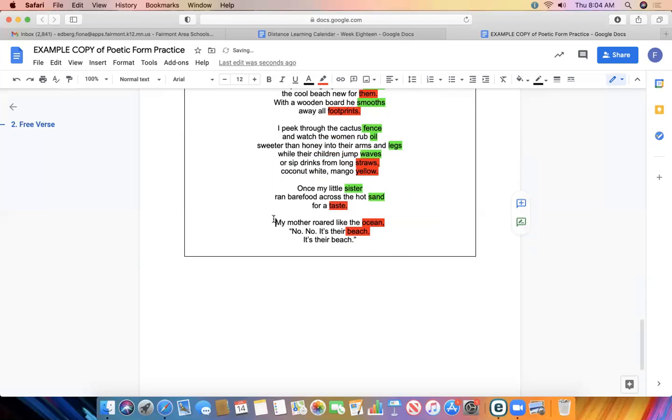And finally, we have all these examples down here. Every single one of these lines is end stopped. And I think the reason why the poet decided to do this is because this is a very important stanza. They want to stop after each line and make you think about what the mother is saying. It's very important to the meaning of the poem.